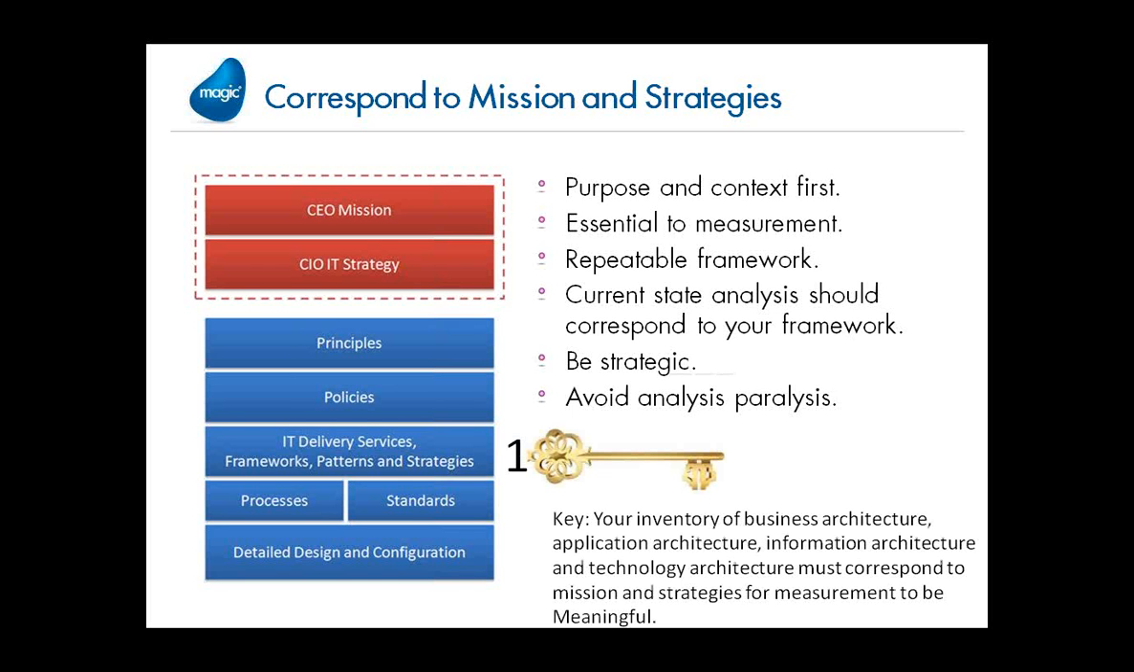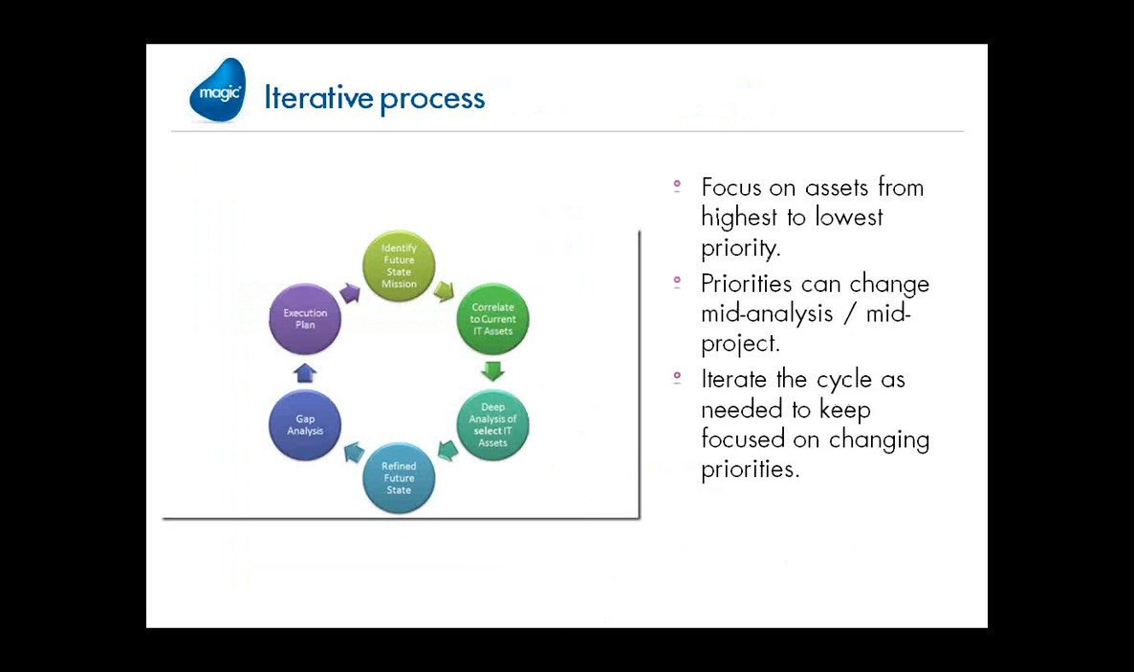So the first key that we would offer is that your inventory of business architecture, your application architecture, your information architecture, and your technology architecture needs to correspond to the mission and strategies in order for your measurements to be meaningful. So as you're doing that current state analysis, you're taking inventory of the business architecture, the application architecture, the information architecture, and the technology architecture. There's 4 dimensions of that. Then just keep in mind, why. Why are we doing this? What's the mission strategies? And then you'll find effective means for measurement in doing that.